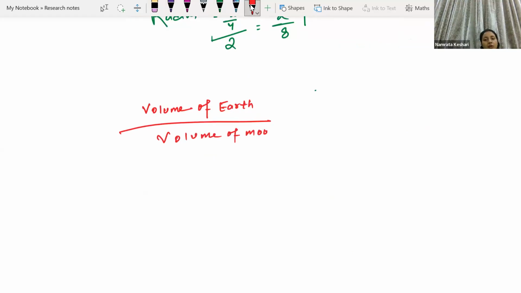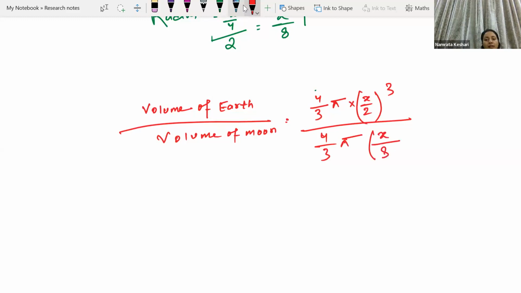For Earth, the volume formula, since it's spherical in shape, is 4 by 3 pi r cube. What is the radius of Earth? Now only we have written the radius as x/2. So x/2 whole cube by 4 by 3 pi r cube, where now only we got x/8 as the radius of the moon, cubed. 4 by 3 pi, 4 by 3 pi gone. You should be comfortable with this type of simplification. So the numerator will be x cube by 8 and the denominator will be x cube by 8 cube, right?